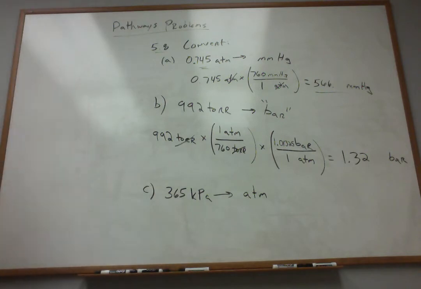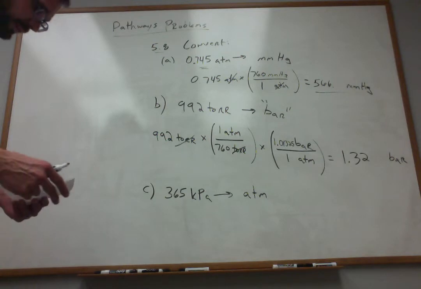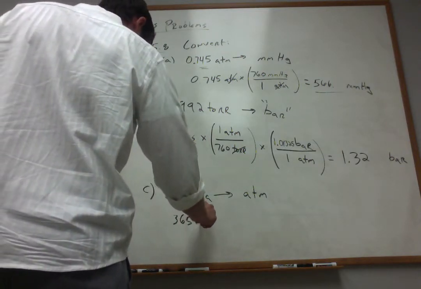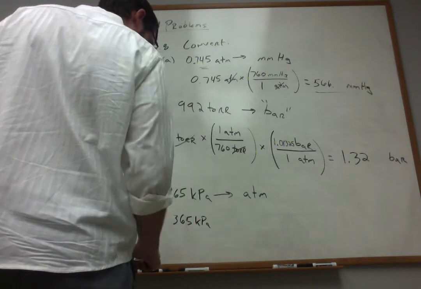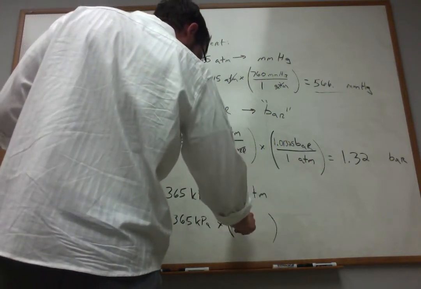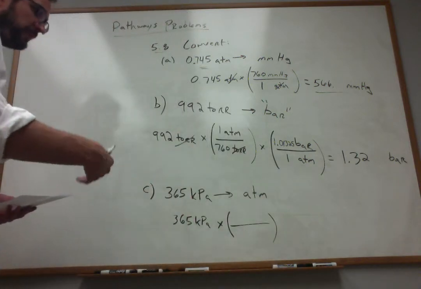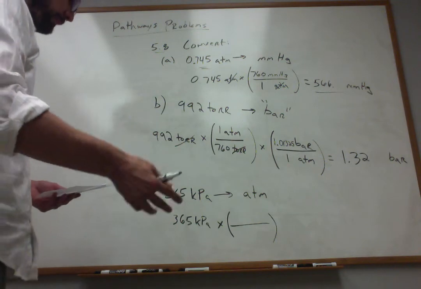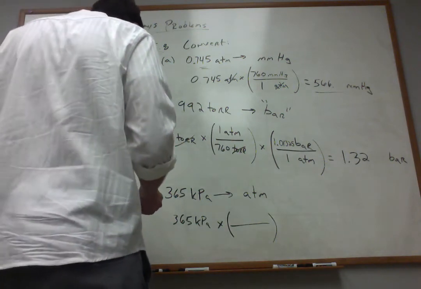So part C gives us a pressure in kilopascals. Specifically, it says there's 365 kilopascals. We are to convert into atmospheres, okay? So we start with what we know, 365 kPa, that's kilopascals, thousands of pascals. And the other pressure units, so we have millimeters of mercury, torr, bar. We saw that before, now we're in this pascals or kilopascals unit, okay?